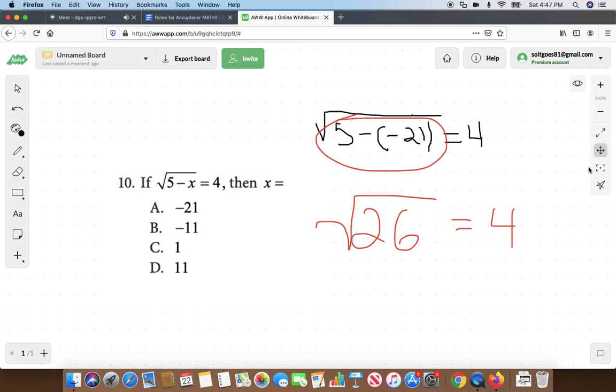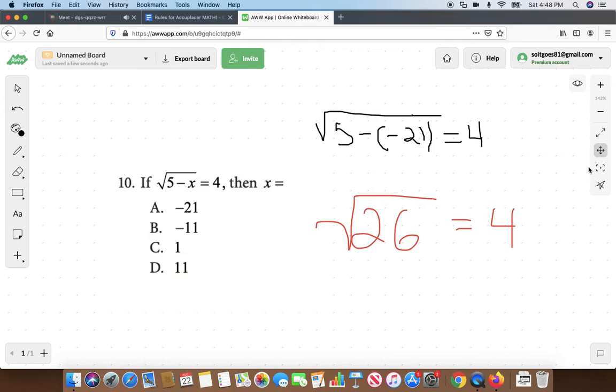Now, the question is, does the square root of 26 equal 4? That's the question. Do you know if the square root of 26 equals 4? I don't think it does either. There are a couple ways we can look at this. If you have a calculator on screen, just calculate the square root of 26 and see if it equals 4. Easy. If you don't, we've got some options.